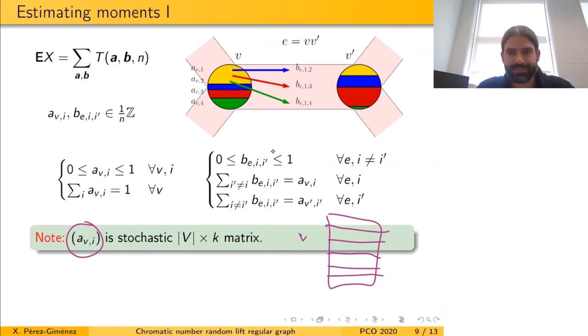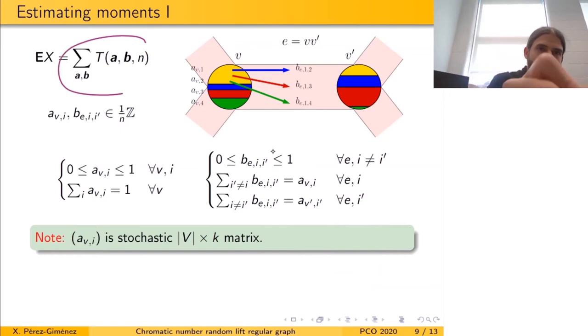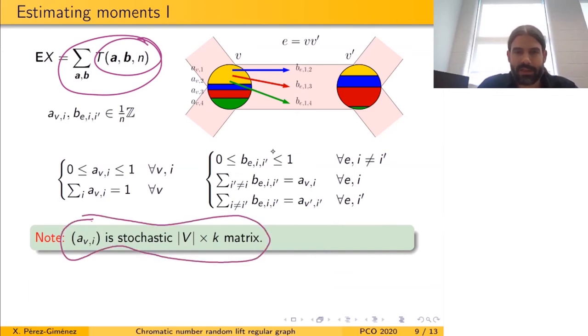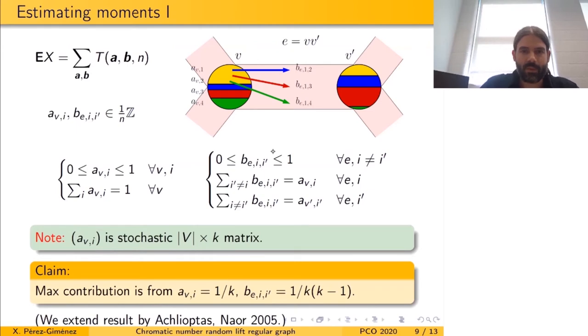So in order to estimate this moment, we had to optimize this term over all possible values of the A's and the B's. And at some point, this boiled down to some optimization problem over stochastic matrices, which was similar to what Achlioptas and Naor did, but in their case, their matrices are square.